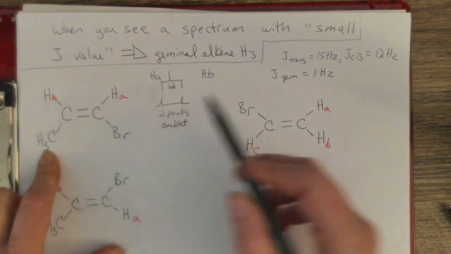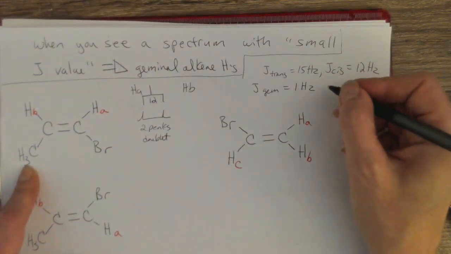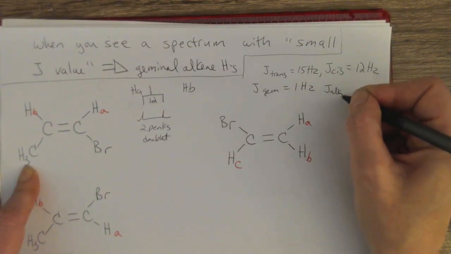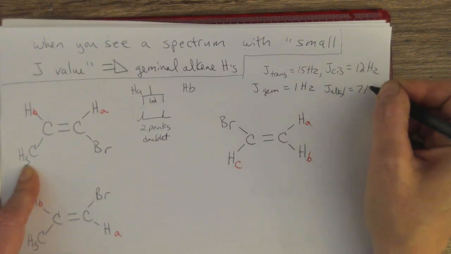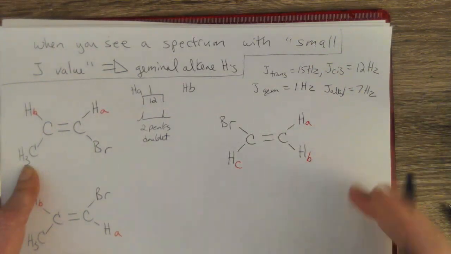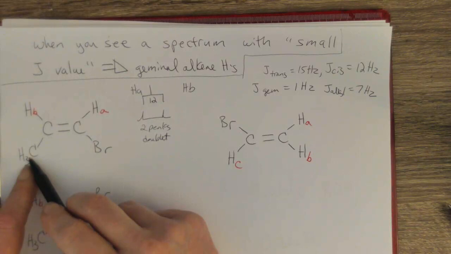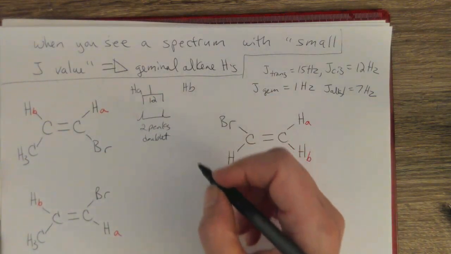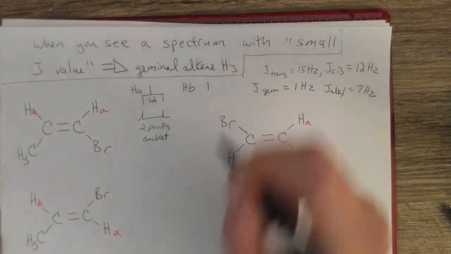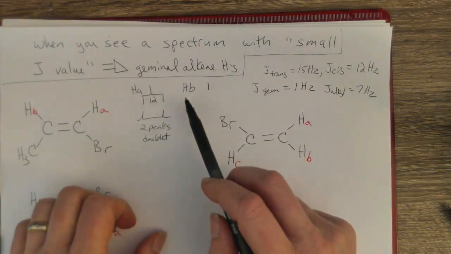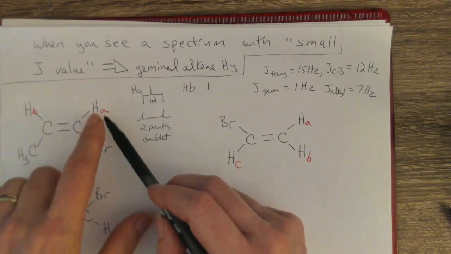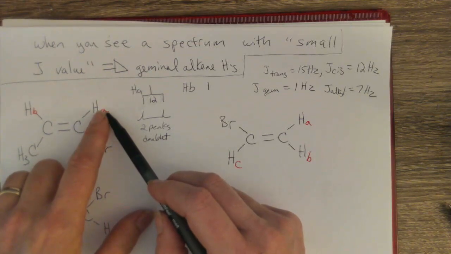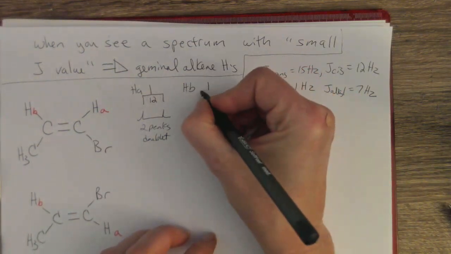So I have, let's write down J alkyl is equal to 7 hertz. Okay, I'll tell you that. So this is going to be a little messier. Let's see how much room I need. So 7 hertz versus this splitting here was 12 hertz. So I'll start with the 12 hertz first.